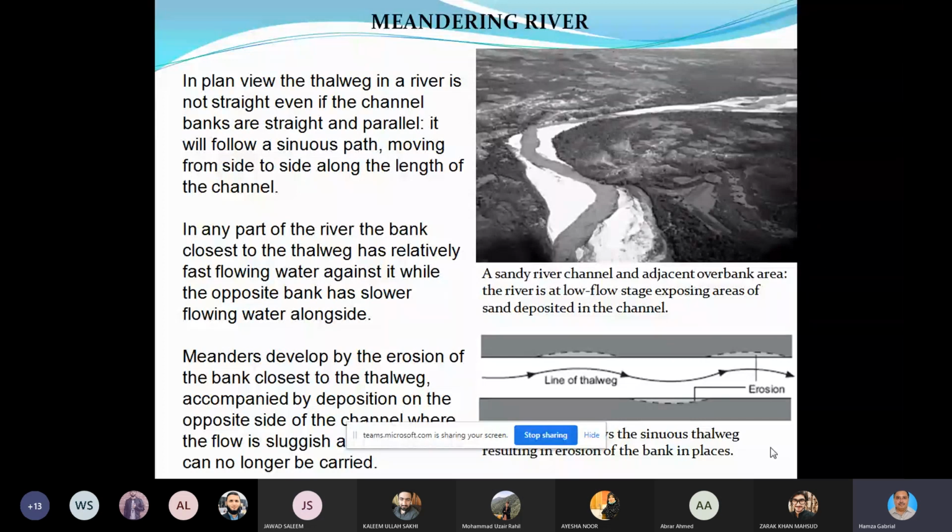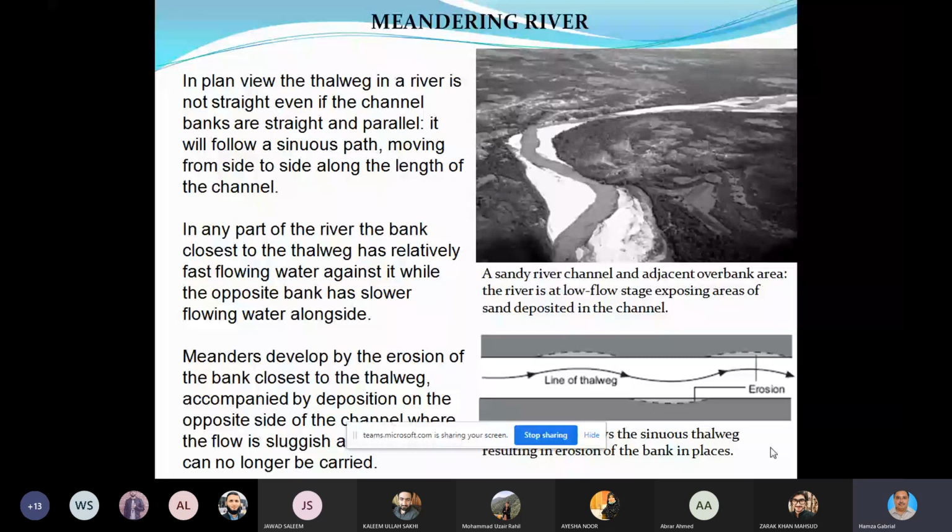Then in a meandering river, where the dominant sediment is suspended sediment, you see in plan view the thalweg, that is the deepest part of the main channel itself, where the water keeps flowing all the time, is not straight. So you will see at the bottom that the line of the thalweg is not straight and not parallel to the bank. It is flowing in a zigzag path.